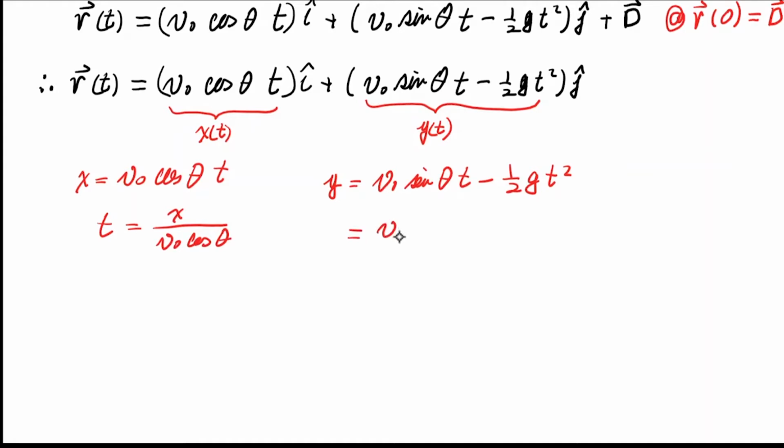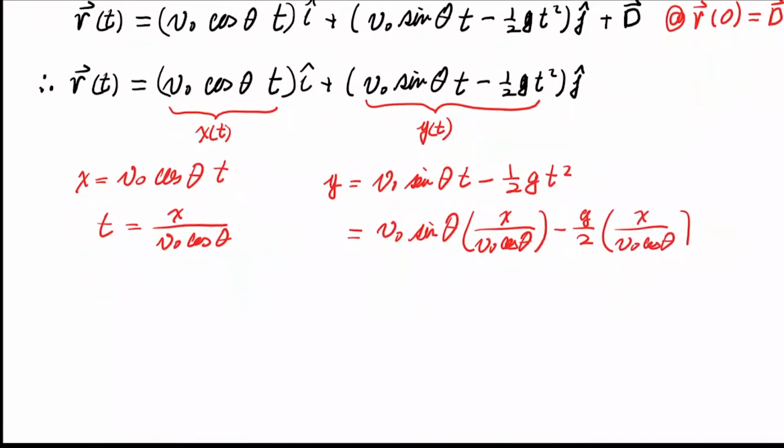So we have v naught sine theta times x over v naught cosine theta, minus, I'm going to write g over 2 to save space, g over 2 times x over v naught cosine theta, squared. Okay, you with me? Let's see what this becomes. The v naughts cancel, right? So we have x sine over cosine, that is tangent.